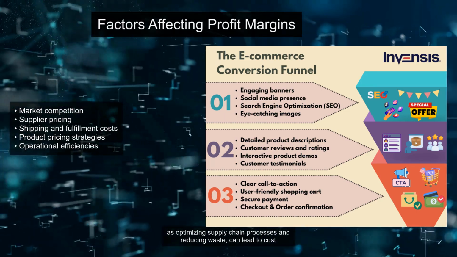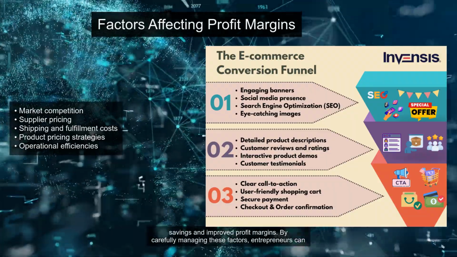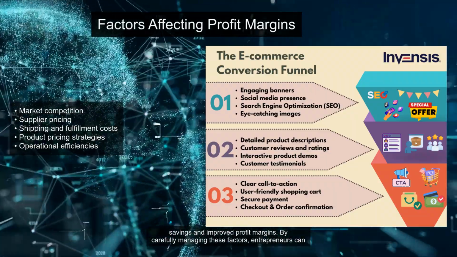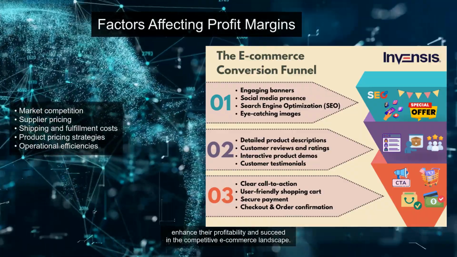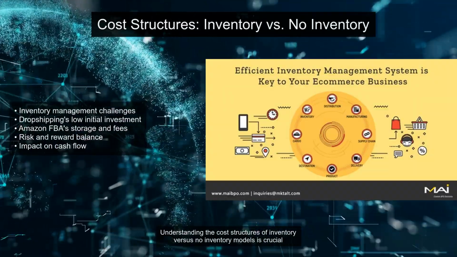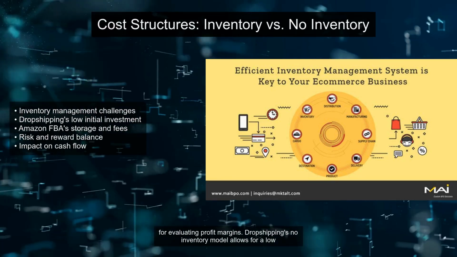Additionally, operational efficiencies, such as optimizing supply chain processes and reducing waste, can lead to cost savings and improved profit margins. By carefully managing these factors, entrepreneurs can enhance their profitability and succeed in the competitive e-commerce landscape. Understanding the cost structures of inventory versus no inventory models is crucial for evaluating profit margins.